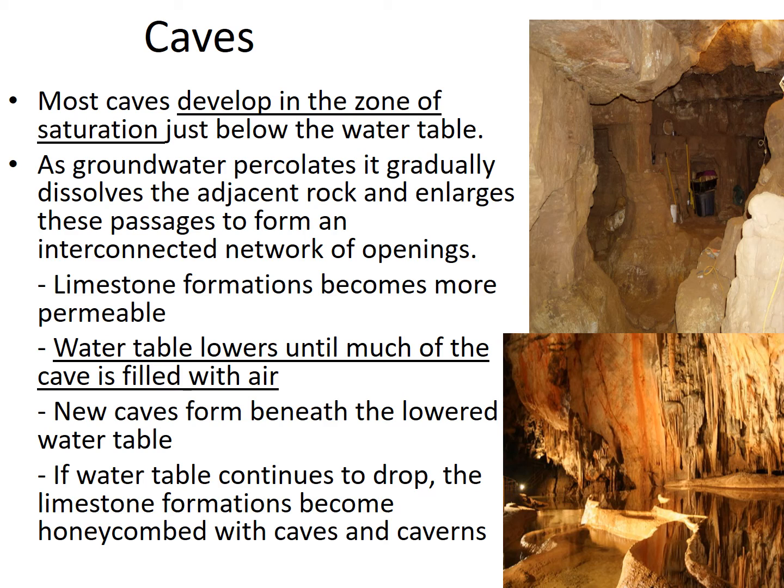Most caves develop in the zone of saturation just below the water table. As the groundwater percolates, it gradually dissolves the adjacent rock and enlarges these passages to form interconnected networks of openings. Eventually, the water table lowers until much of the cave is filled with air, and new caves form beneath the lowered water table. If the water table continues to drop, the limestone formations become honeycombed with caves and caverns.